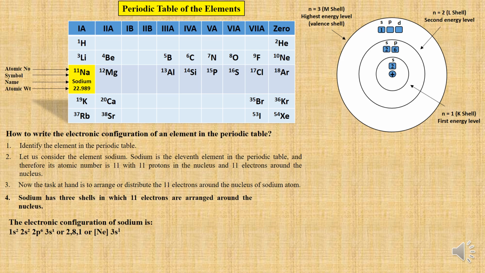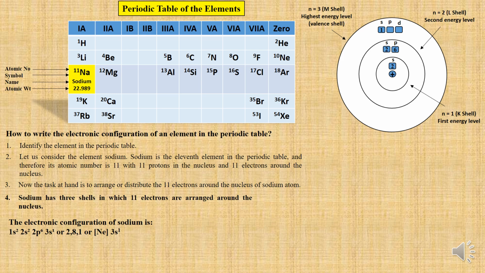Now the electronic configuration of sodium is written as 1s2, 2s2, 2p6, 3s1, which explains the distribution of electrons in the respective atomic orbitals. Or it can also be represented as 2, 8, 1, which indicates that 2 electrons are distributed in the first energy level, 8 electrons are arranged in the second shell, and 1 electron is arranged in the third shell.